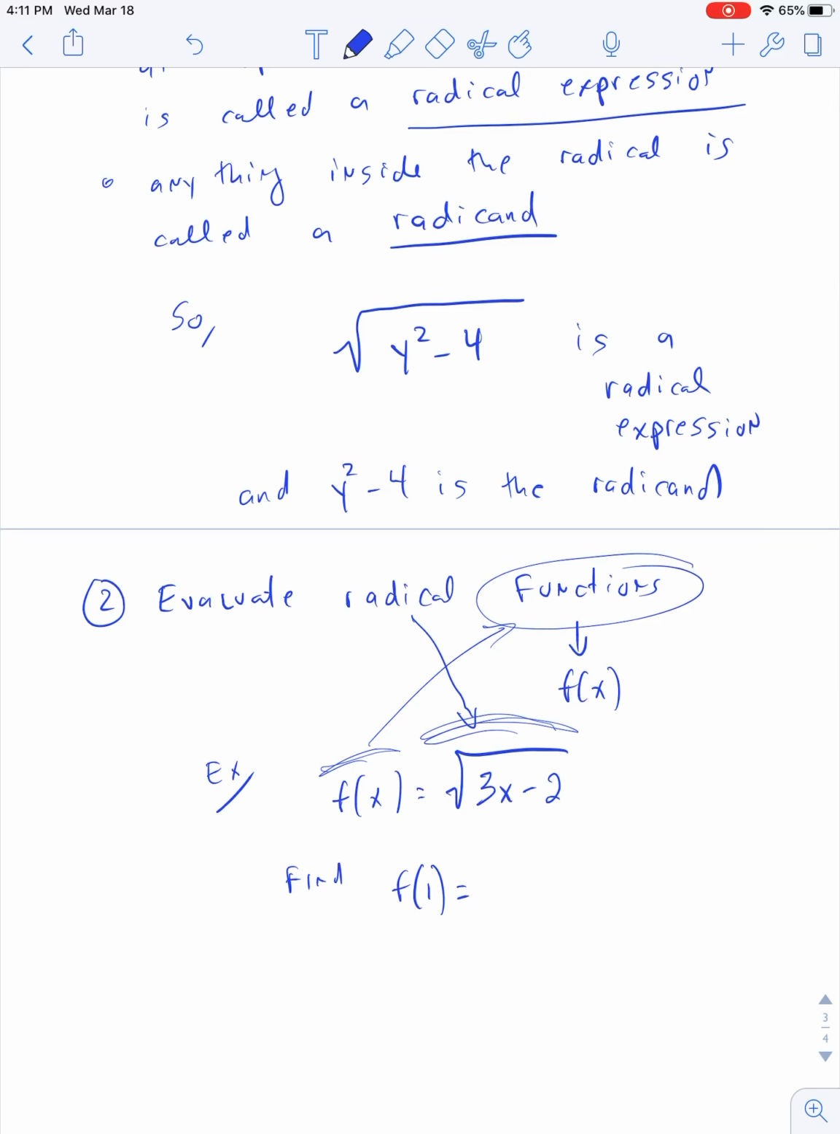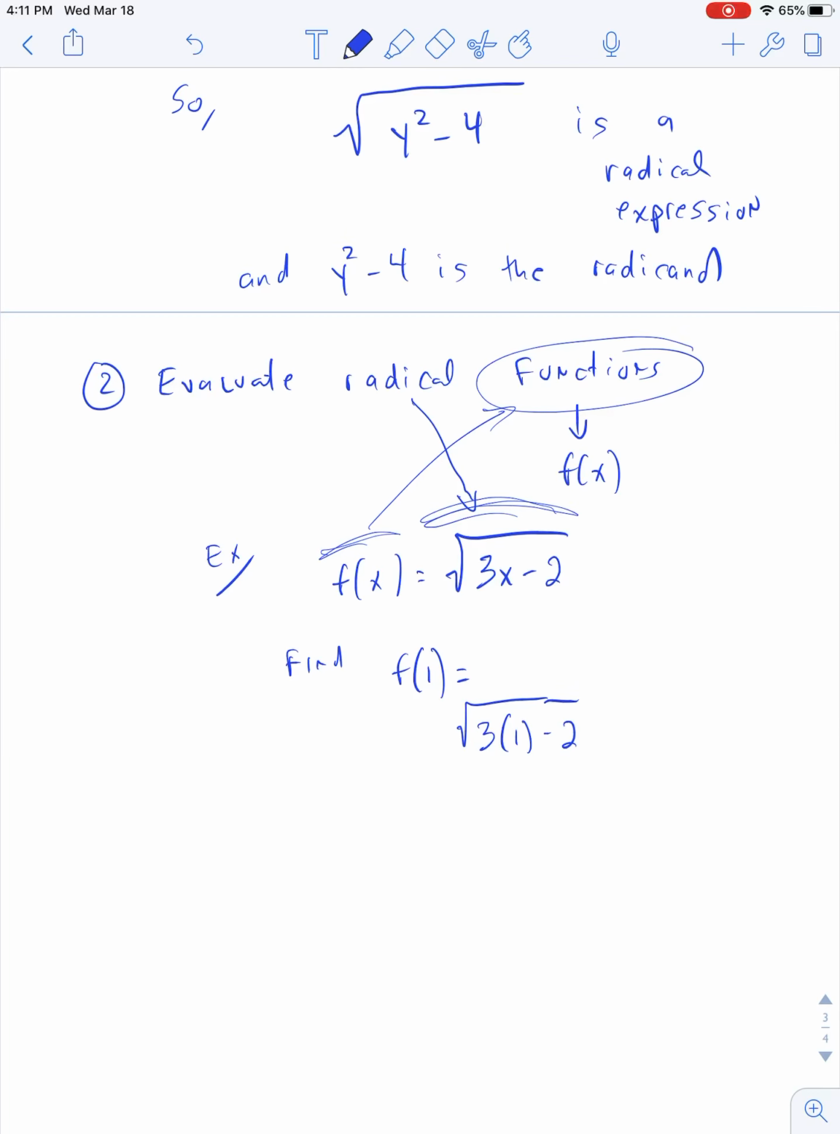Right, so all we're really doing is replacing x, right? So it's the square root of 3 times 1 minus 2, which is square root of 3 minus 2. 3 times 1 is 3. 3 minus 2, right? Which is the square root of 1. Or in other words, we simplify that and it gives us 1. Let's say that's example A.